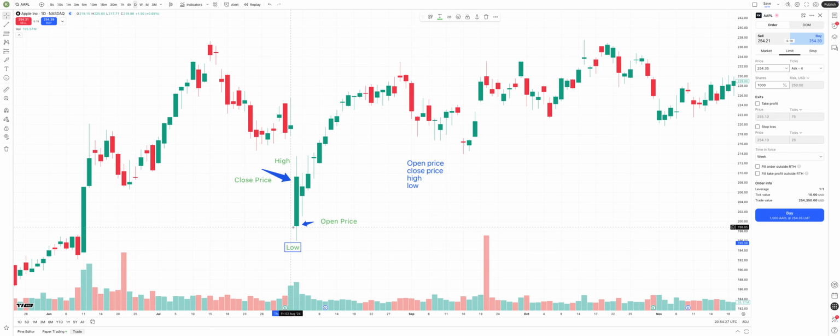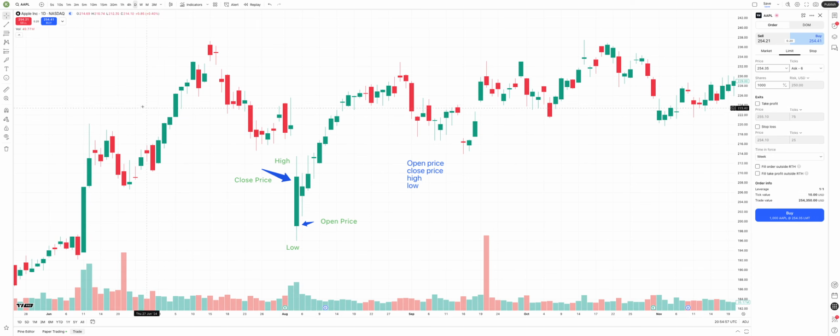So as long as price closes above the open, the candlestick will be green. If it is at least 1 penny or more, the candlestick will be green because that shows that price closed above the open. The wicks show that price moved to a certain level. It moved as high and as low as those prices during that time frame.